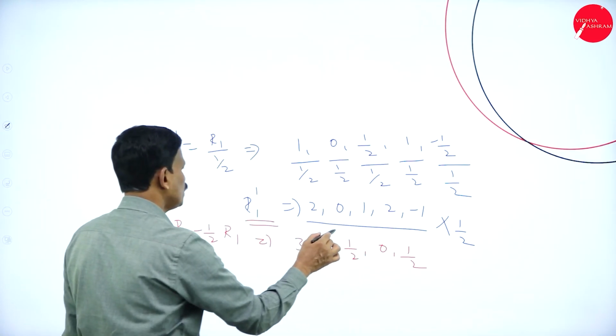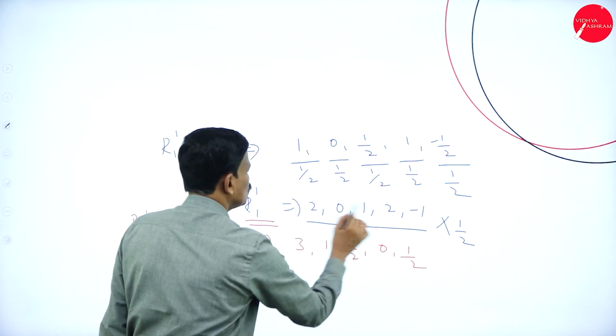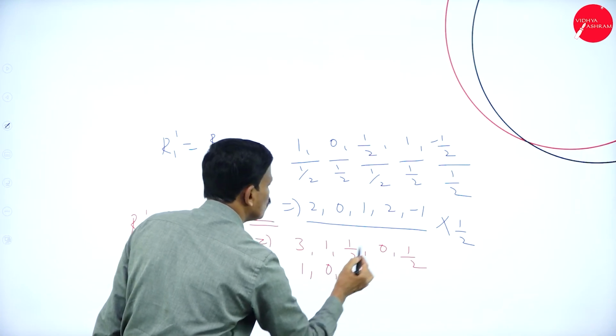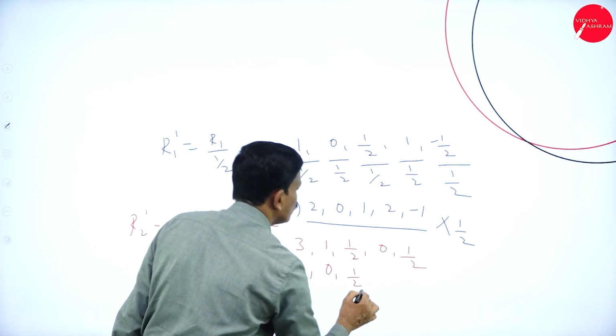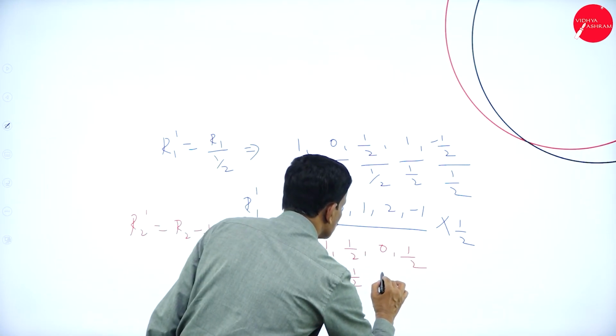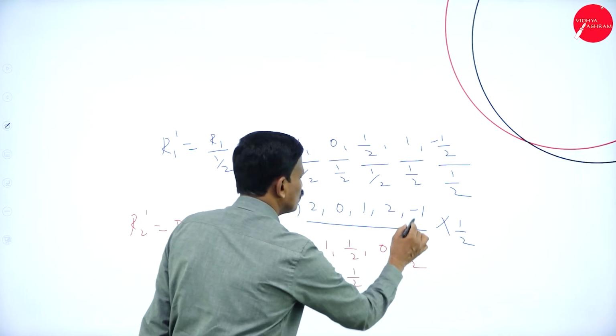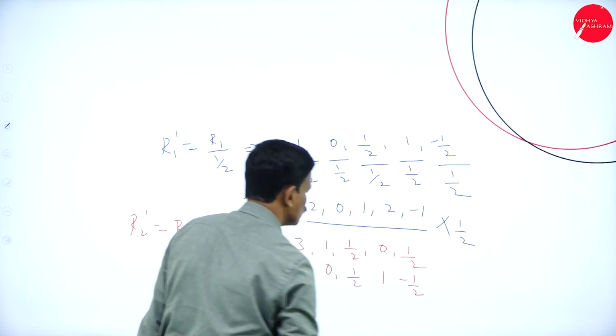So if you multiply by 1 by 2, it is like this. 2, 2 gets cancelled, 1. 1 by 2 into 0 is 0. 1 by 2 into 1 is 1 by 2. 2, 2 gets cancelled, this is 1. 1 by 2, minus 1 by 2. Okay.